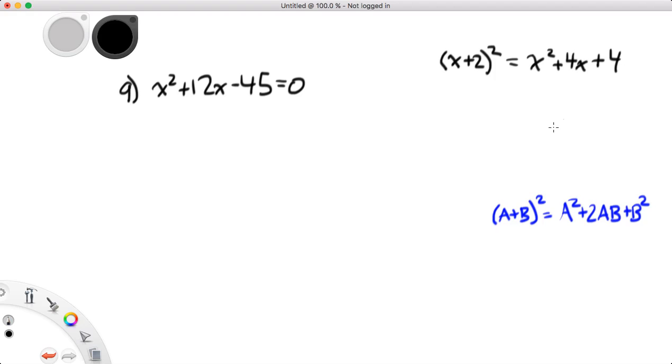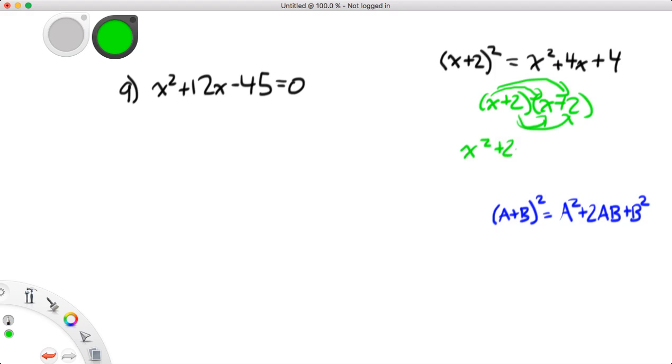Okay, number 9 from your homework says that we're going to take x squared plus 12x minus 45 equals 0 and solve it by completing the square. Now, what does completing the square mean? Well, before you can complete a square, you have to know what a perfect square trinomial is.